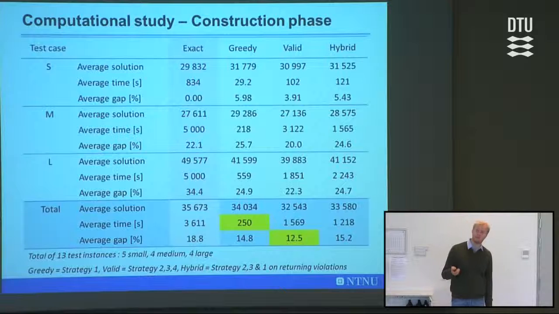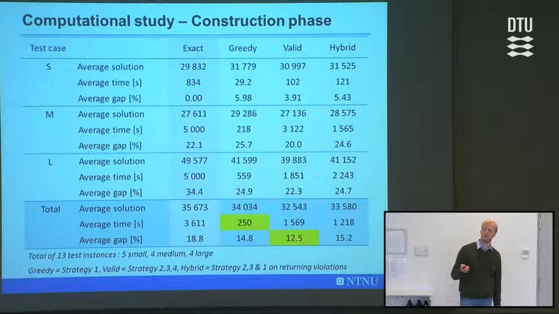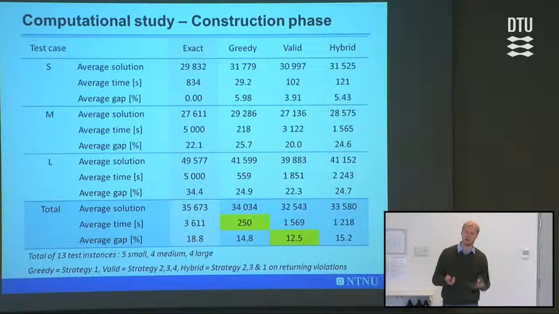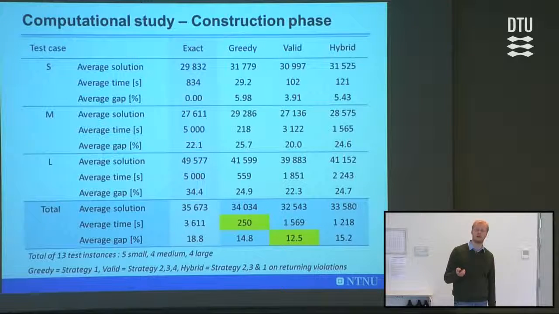But we see, when we take the overall, that the greedy is quite fast and gives a decent result, while the valid one is not so fast, but gives a better gap. So there is a trade-off here. And both of them are better than the exact formulation.